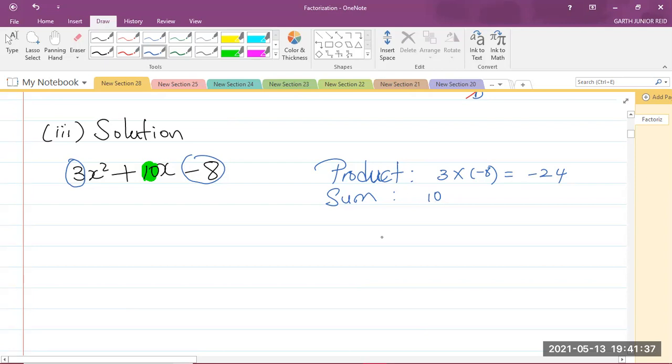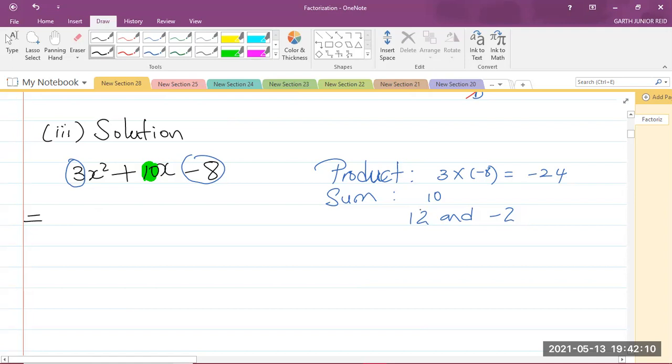Now those two numbers are 12 and -2 if you think about it. In case you don't know that, just think about all the numbers that can multiply to give you 24, -24 to be exact, and then you find out which one of them, when you sum them, you get a positive 10. I hope that is clear for you. So let us now continue.